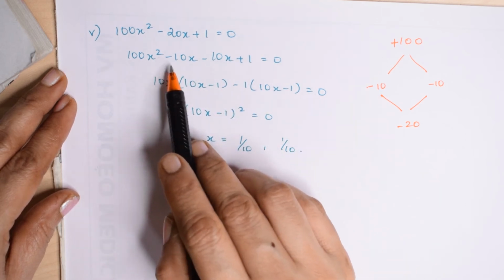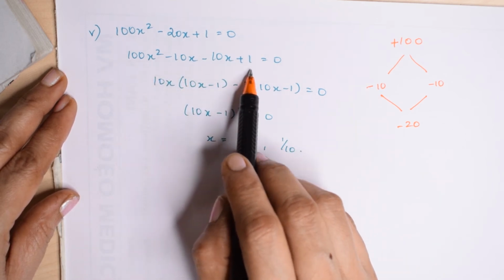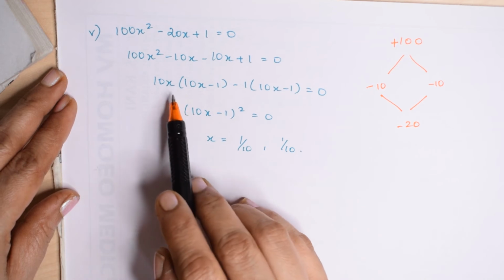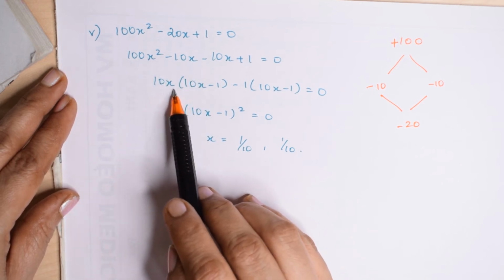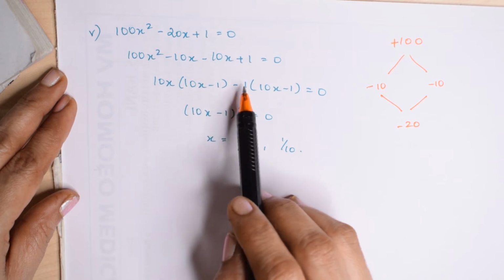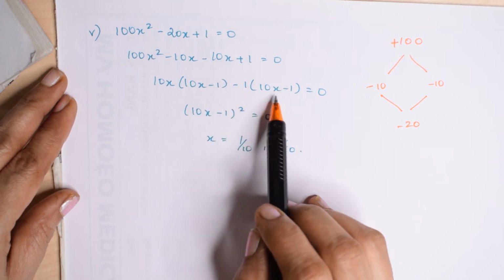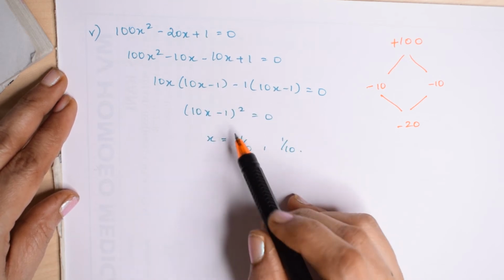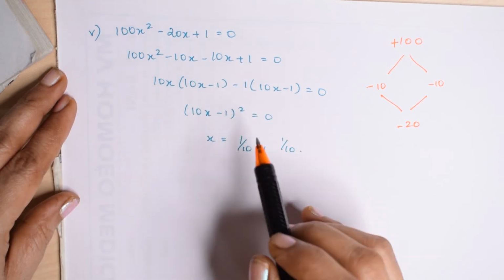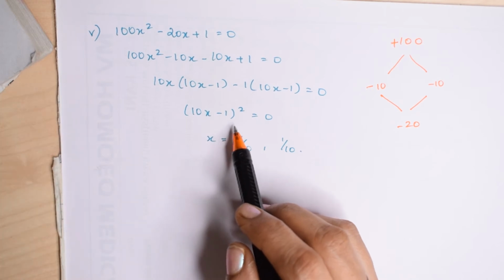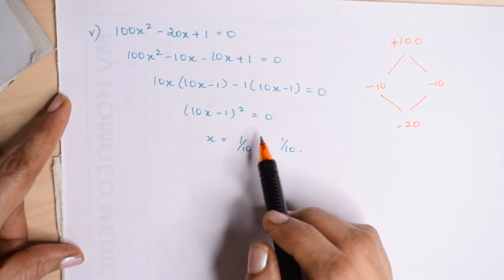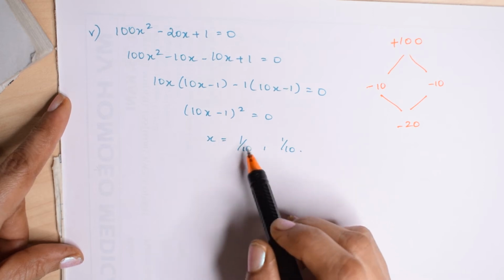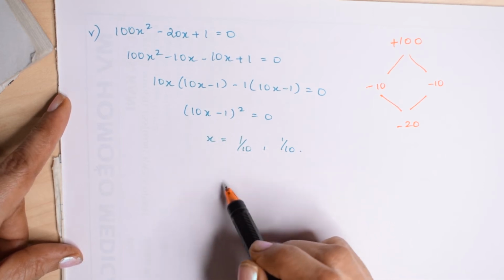So 100x square minus 10x minus 10x plus 1 is equal to 0, and the first two terms I take 10x out, 10x minus 1, minus 1 into 10x minus 1, and again I have the same thing like the earlier sums. We have 10x is equal to 1, x is equal to 1 by 10. It has got two values, as it's a square it has got two values.